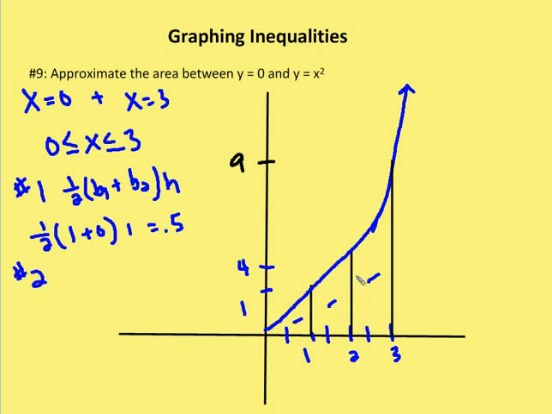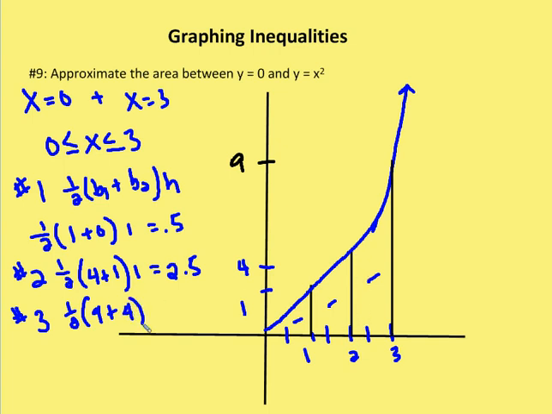Number 2, we use that same equation. I've got 1/2, now this is base 1 is 4. 1/2 of 4 plus base 2, which is now 1. That was our base 1 before. Times 1 again, and it's always going to be a height of 1. And this is equal to 4 plus 1 is 5 divided by 2. I have 2.5. And I have my last trapezoid. I have a base 1 of 9. So 1/2 of 9 plus base 2, which is this line here, of 4, times the height of 1, which gives me 1/2 of 13, which is equal to 6.5.